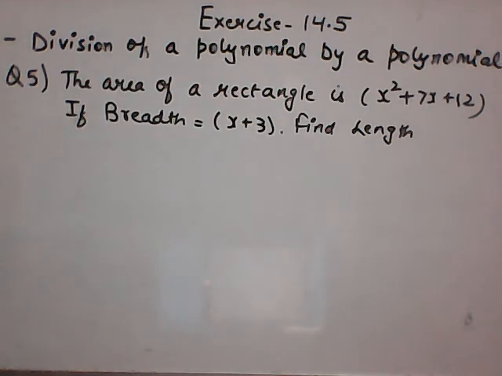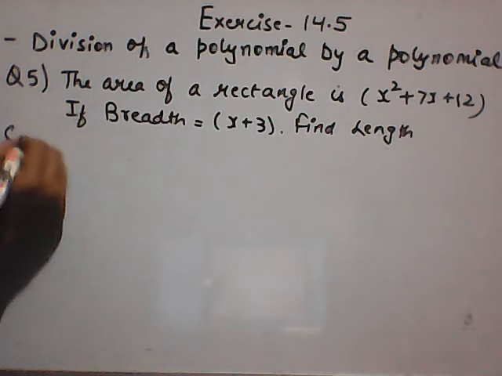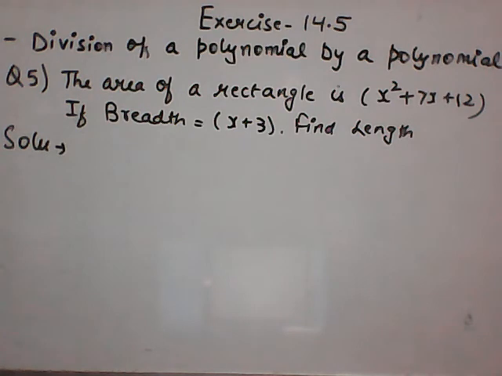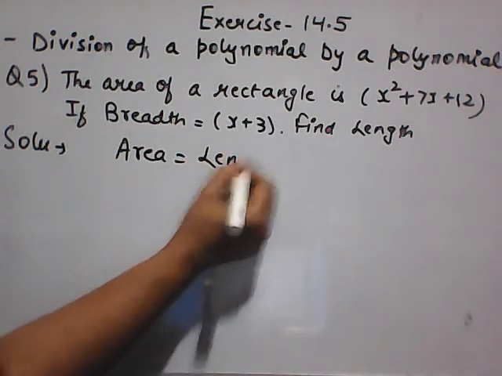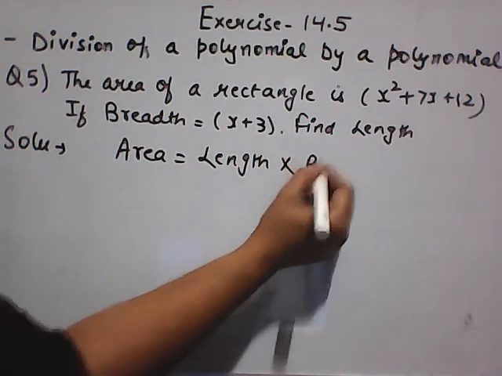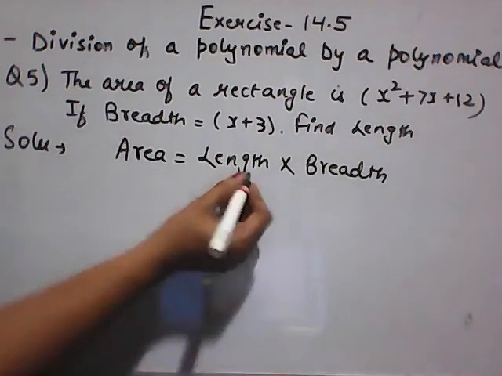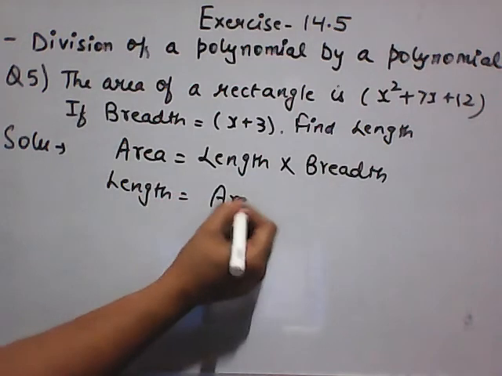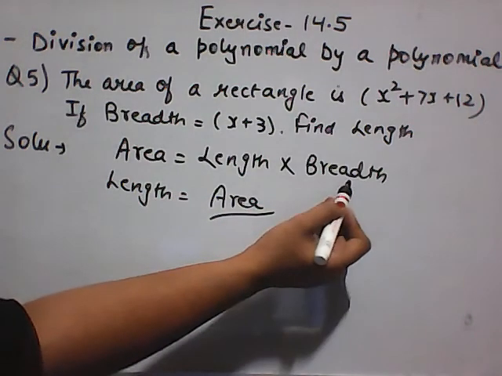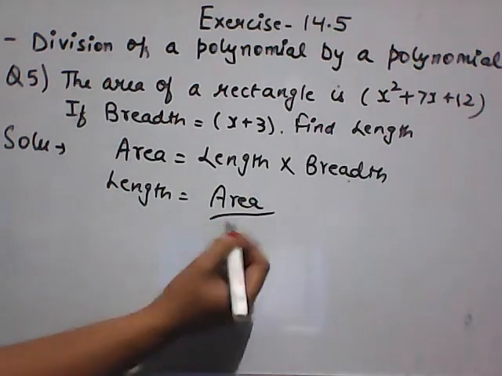In this question, the area of a rectangle, x square plus 7x plus 12, is given to you, and the breadth of the rectangle is x plus 3. You have to find the length of the rectangle. We know that area of a rectangle is length into breadth. Now you have to find the length. So length can be found in this way: area divided by breadth. Here breadth is the multiplier, so when it moves to the left hand side, it becomes the divisor.